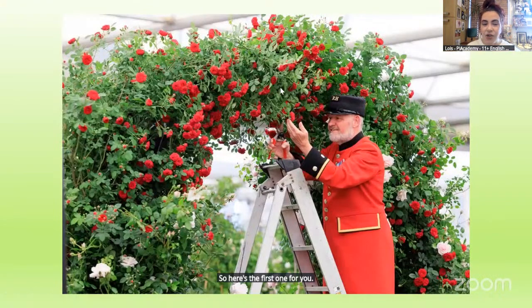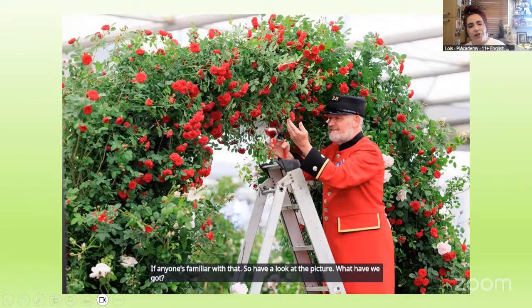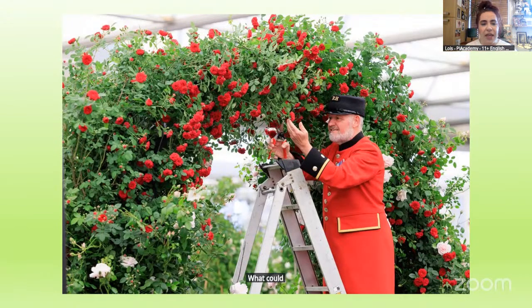This is an image from the Chelsea Flower Show, if anyone's familiar with that. So have a look at the picture. What have we got? Think about the characters that are being represented. What could the story focus on? If this was the prompt, what would the story be about?